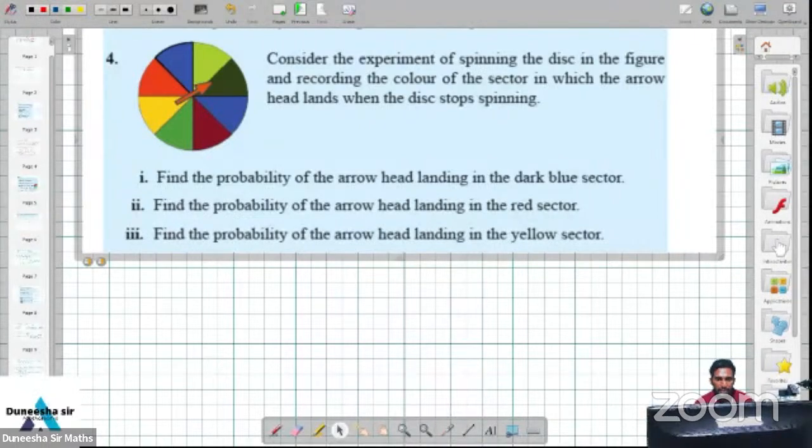8. 8. Okay. Find the probability of arrowhead landing in the dark blue. Okay, dark blue. Those two blues are the same. There is not a dark blue and light blue. Both are the same blue. This is a dark blue. How much is the probability?